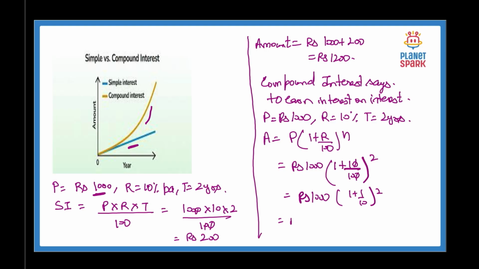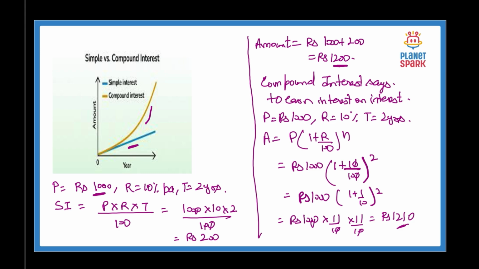Now in the bracket, 1 plus 1 upon 10, we'll take LCM and solve. So this will become 1000 into 11 upon 10 raised to the power 2, which is 11 upon 10 into 11 upon 10. On simplifying, we'll get rupees 1210. So see, in case of simple interest, I got 1200. In case of compound interest, I got 1210.